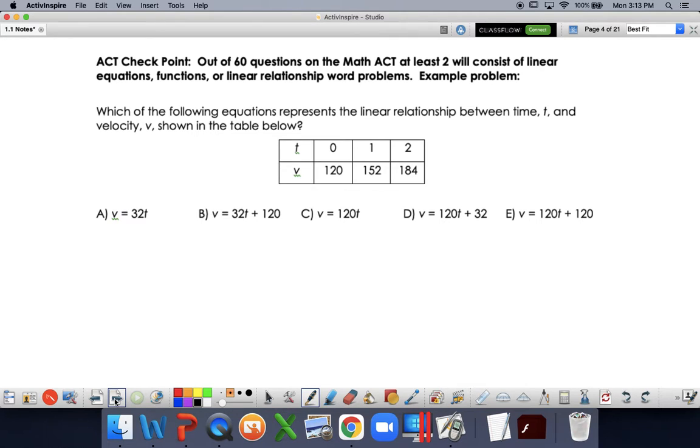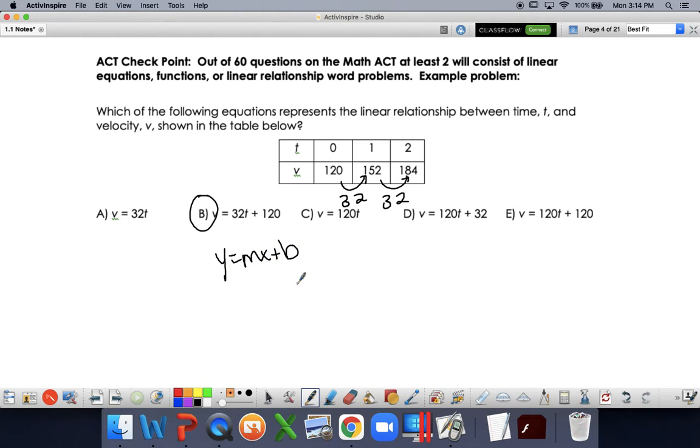The answer to this question is B, because at time 0, my y-intercept was 120. My slope, well, how much is this going up? From here to here? 32. How about from here to here? 32. So my change, or my slope, is 32. So therefore, that goes in the m part of y equals mx plus b.